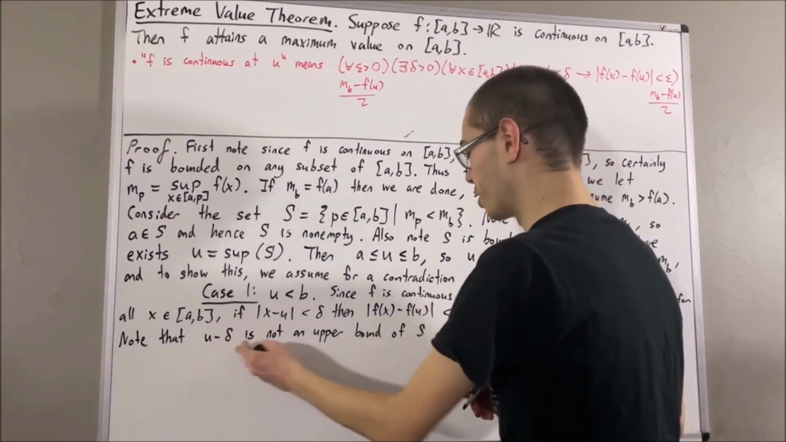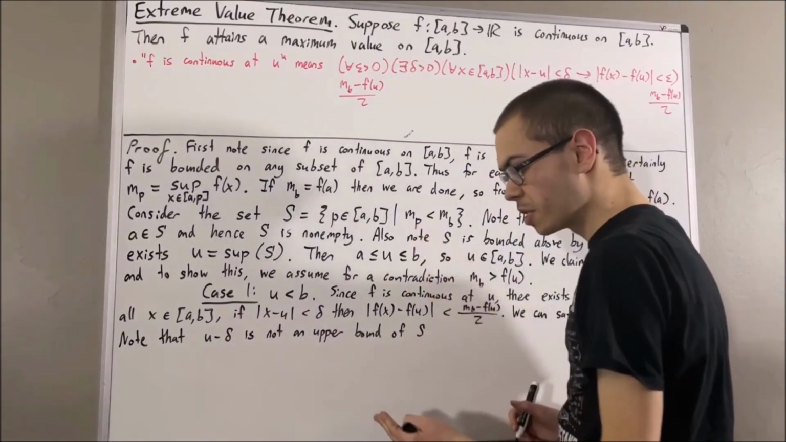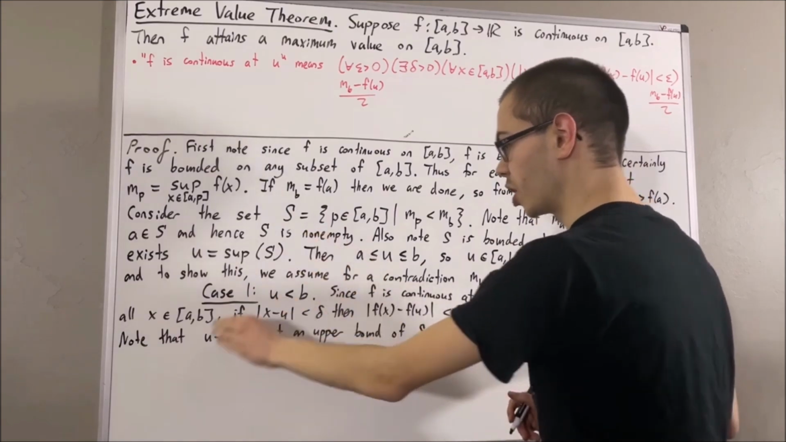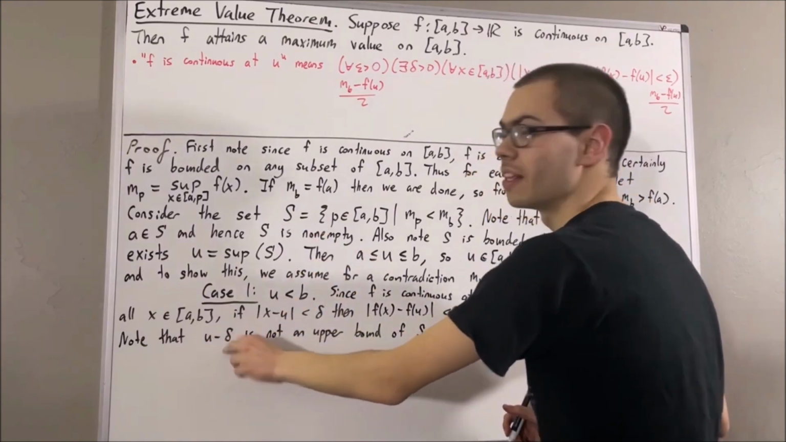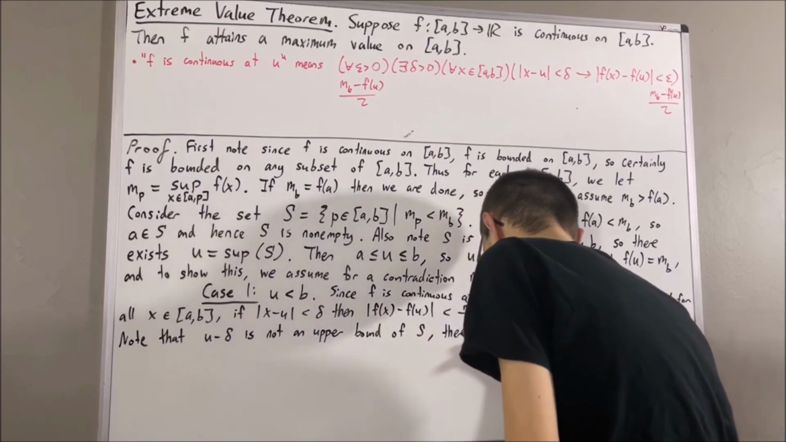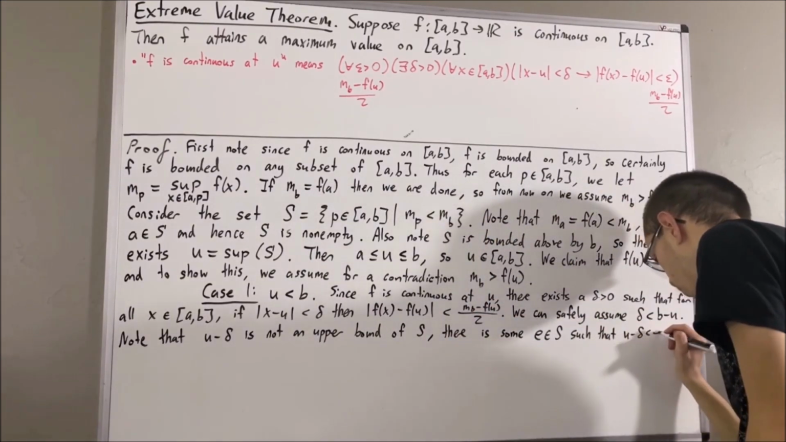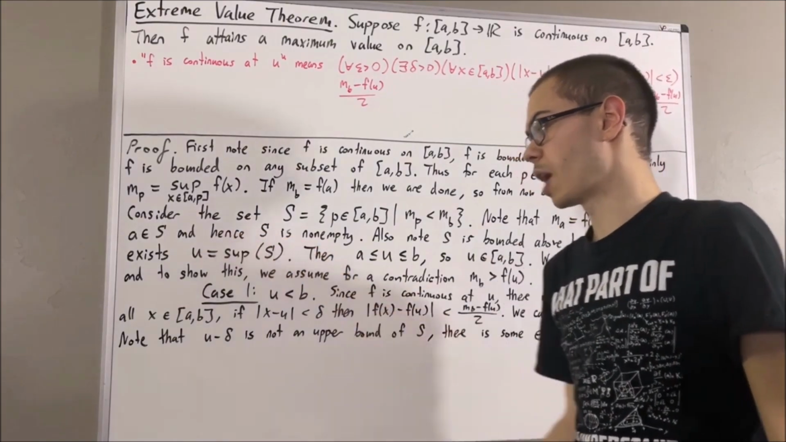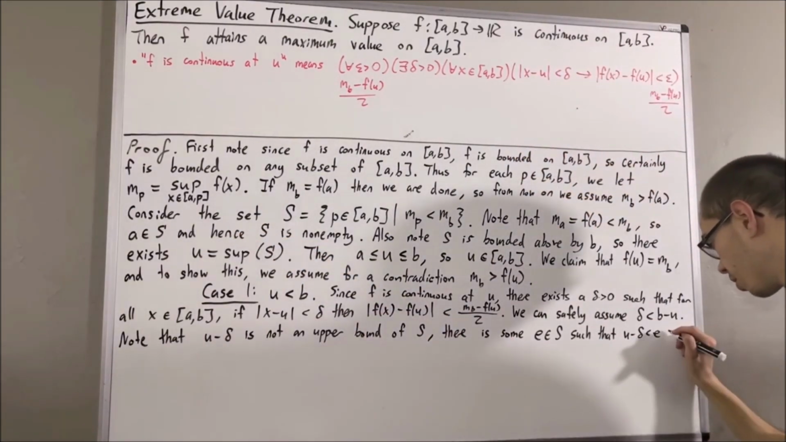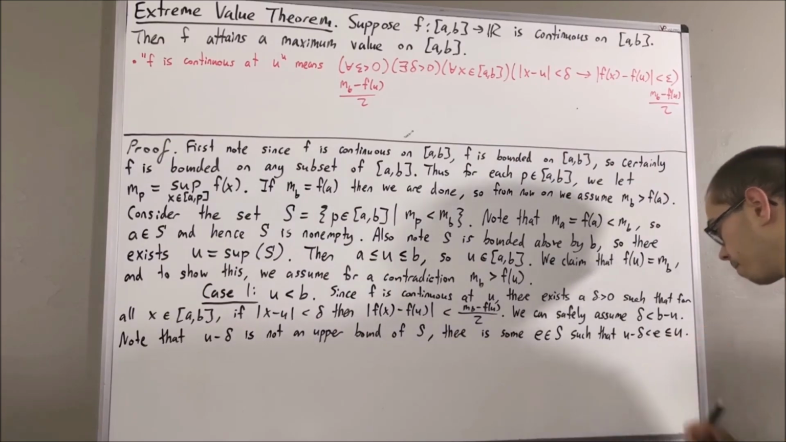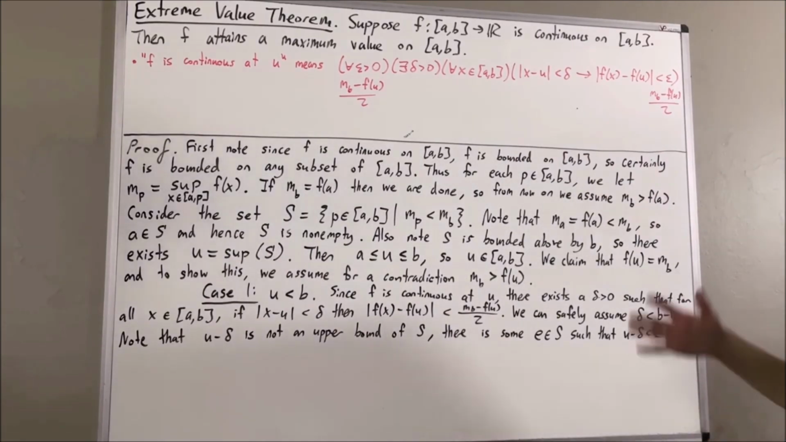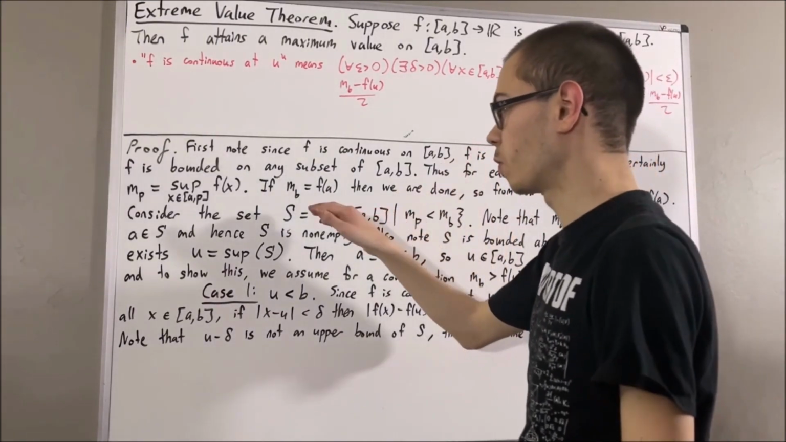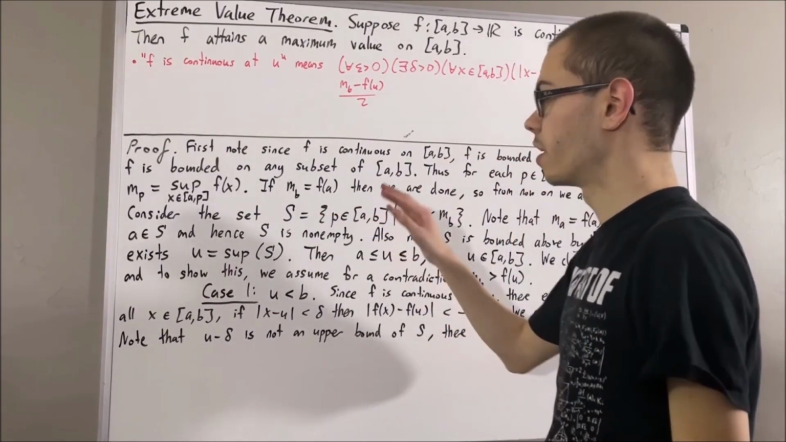And since u minus delta is not an upper bound of S, from our discussion, this means we should be able to find some element e in S, such that u minus delta is strictly less than e. And since u is an upper bound of S, we know that u is greater than or equal to every element of S. So in particular, u is greater than or equal to e. Now the idea is we can reach a contradiction by showing that u plus delta over 2 is an element of S. And here's how we do that.